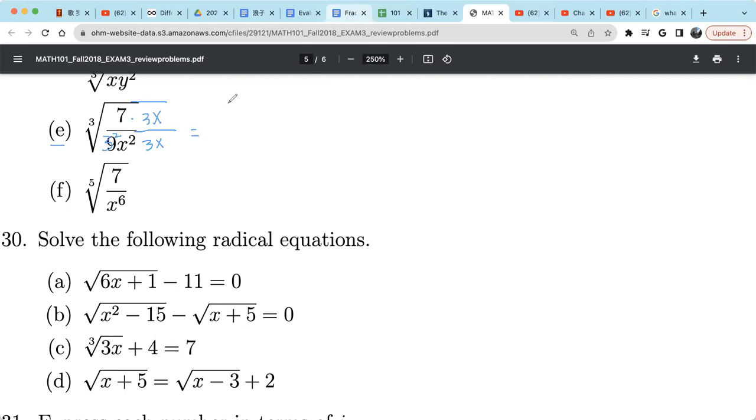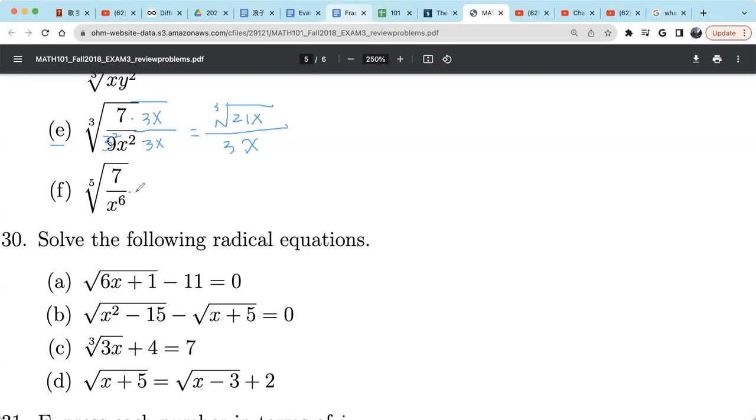So now the numerator, I have cubic root of 7 times 3, which is 21x. The denominator now is being rationalized because 3 squared times 3, then cubic root, that's just 3. X squared times x, x cubed, then cubic root, that's just 3x.